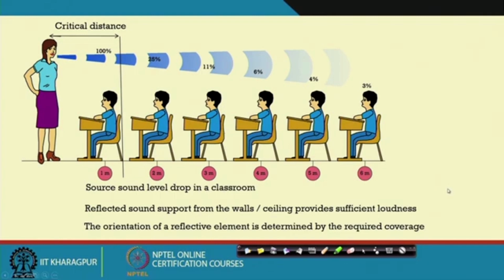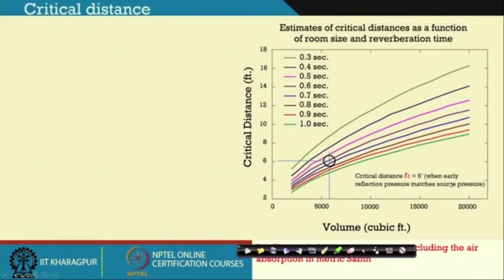So, apart from this, I missed out that the orientation of the reflecting element also determines how much coverage you actually desire. So, we will see this. Now here we see how to find out this critical distance. Here also I will equip you as architects with this tool.